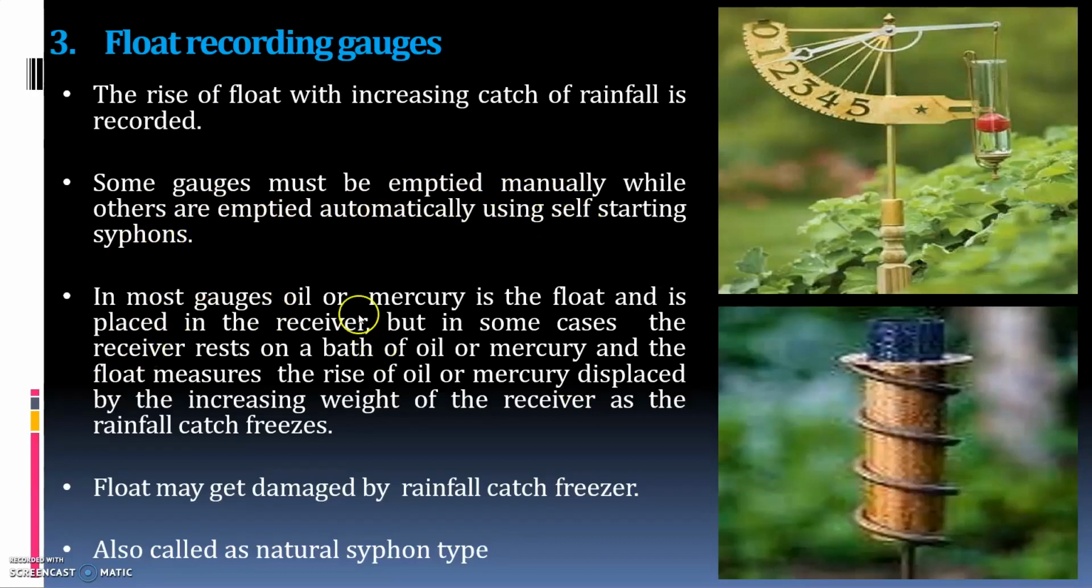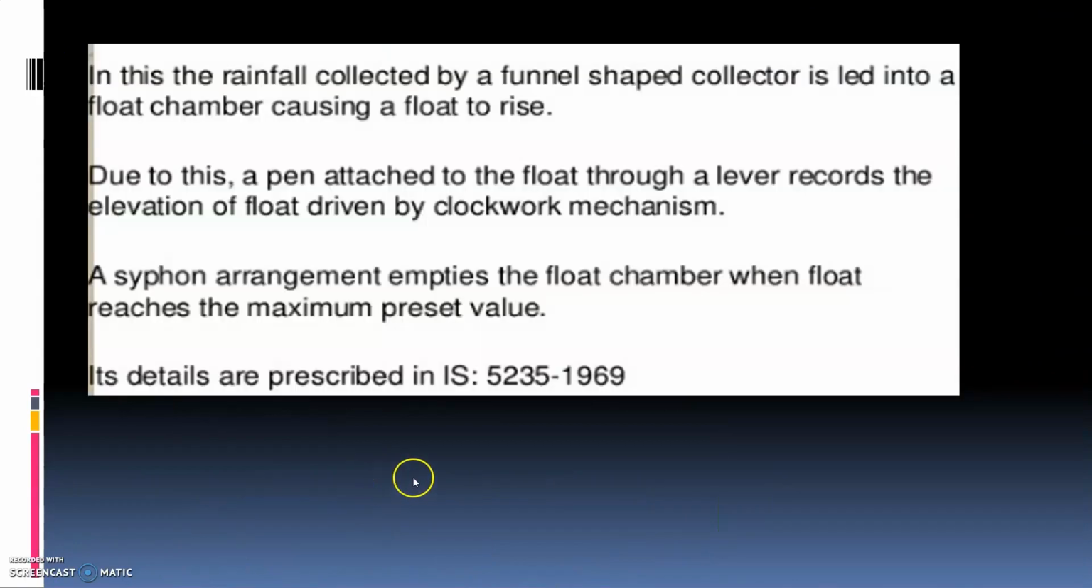In most gauges, oil or mercury is the float and it is placed in the receiver, but in some cases the receiver rests on a bath of oil or mercury and the float measures the rise of oil or mercury displaced by the increasing weight of the receiver as the rainfall catch freezes. The float may get damaged by rainfall catch freezing, and as already told, it is also called the siphon type.